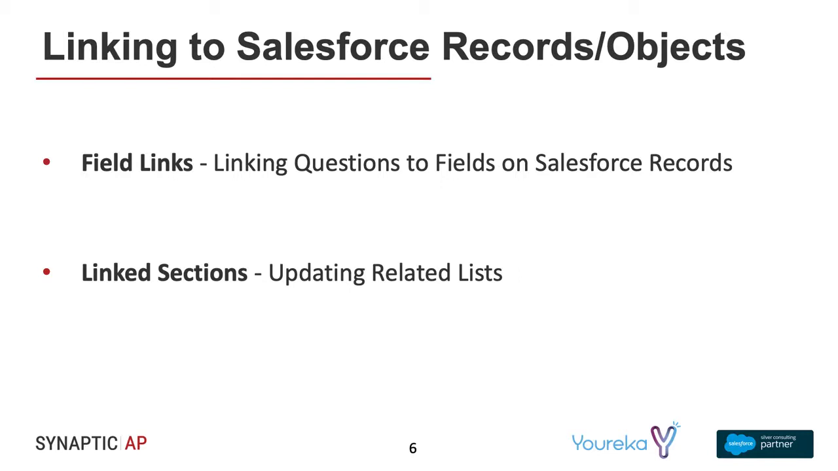But what's important to notice is that this is different than the second feature, which I'll also show you, which is called a linked section. And that's when we're updating and managing data in related lists. So it's two different ways of editing records in Salesforce. I'm going to show you both. So let's start with the field link here first.